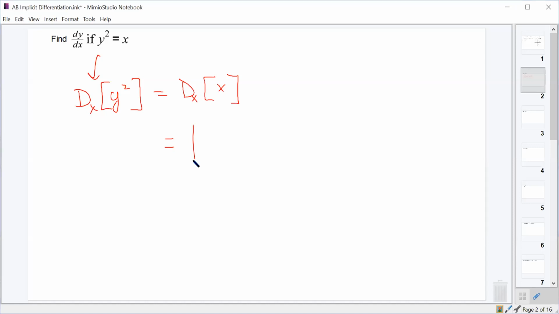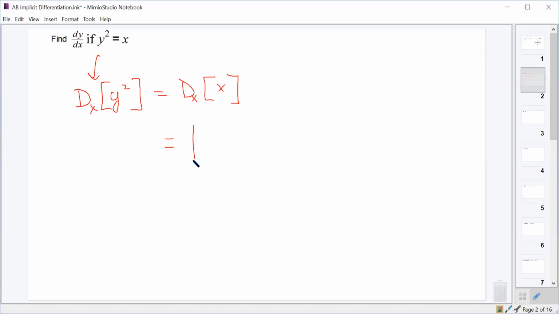2y. So that's the derivative with respect to y, right? But not the derivative with respect to x. We haven't ever tried to take the derivative with respect to x of something that's not in terms of x, right? So we have to figure out a good way to do that.